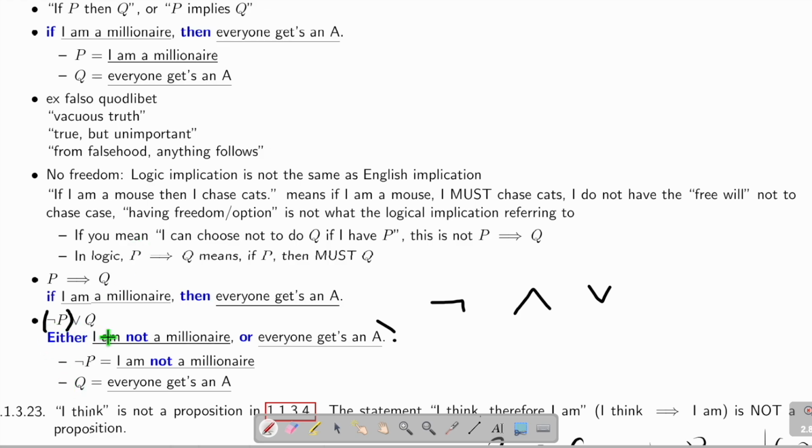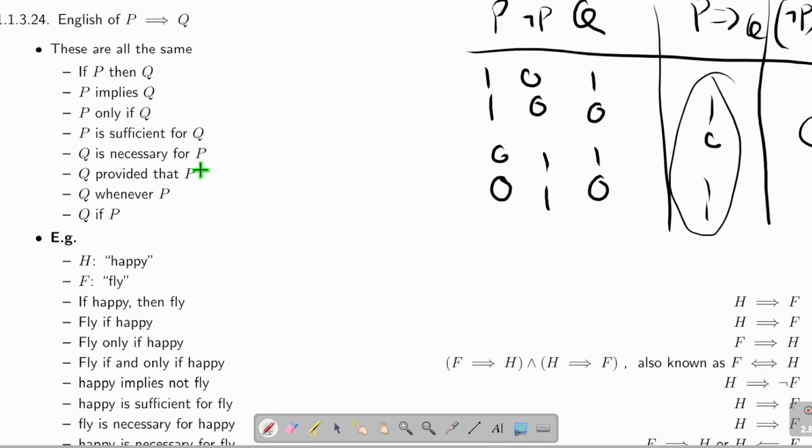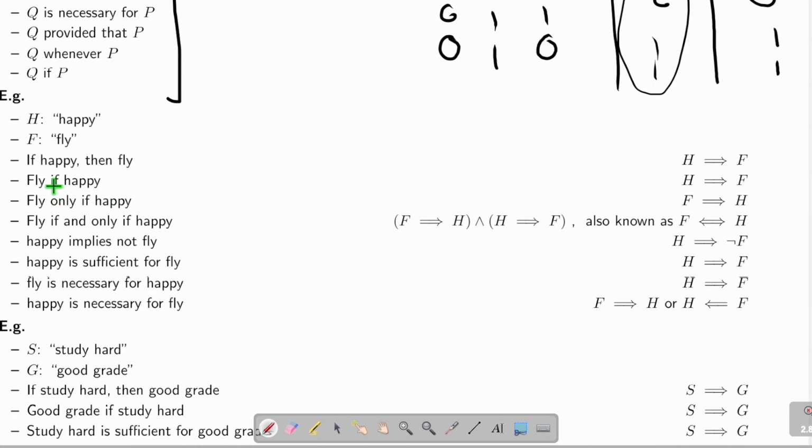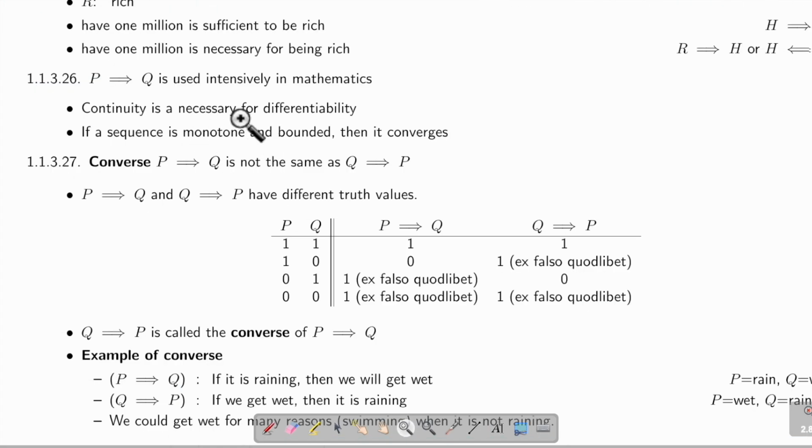Important. Okay? And now here is a bunch of English saying the same thing. You can say if P then Q, basically everybody will just say this. Please just use this. In daily life, some people like to talk in other ways to confuse people. Here is an example. If happy then fly, happy is H, fly is F, so that means H implies F. Okay? Fly if happy, it's the same. And here is another example. This is very important. Why? Later you will know these two things.